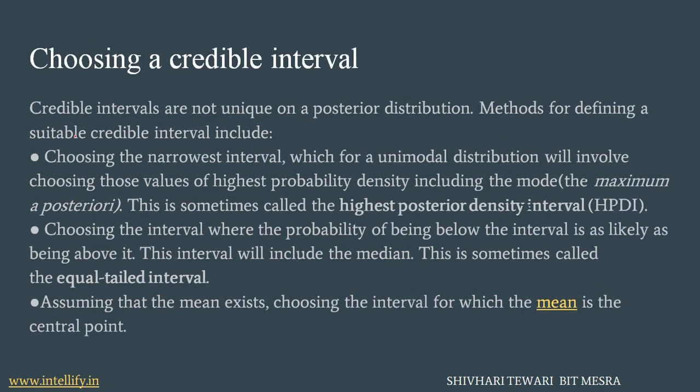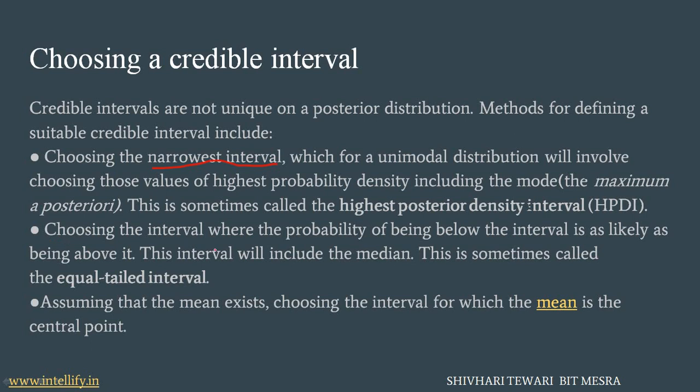Now, how can we choose credible intervals? Credible intervals are not unique on a posterior distribution. The methods for defining a suitable credible interval include choosing the narrowest interval, that means the smallest interval between two numbers, which for a unimodal distribution will involve choosing those values of highest probability density, including the mode, the maximum posterior. This is sometimes called the highest posterior density interval, HPDI.